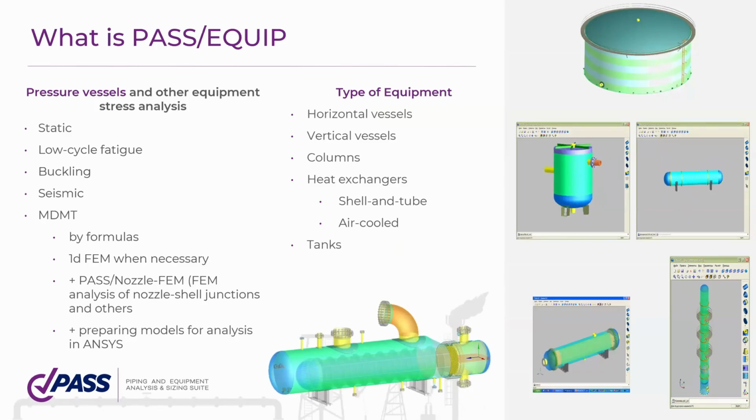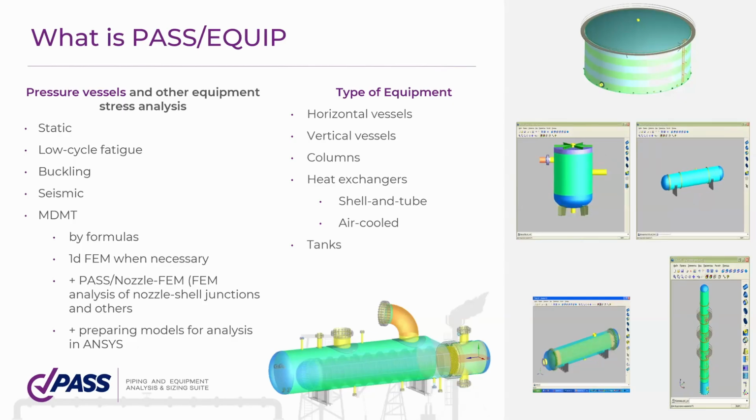And now let's talk about the software of our webinar focus. It's PassEquip. What is PassEquip? PassEquip is the software for analysis of pressure vessels and other types of equipment. What kind of analysis? Static analysis, first of all, of course, but also load cycle fatigue analysis, buckling analysis, seismic analysis, and MDMT calculation. The analysis is made by formulas as prescribed by different codes, mainly, but also in some cases, a 1D FEM model is used.